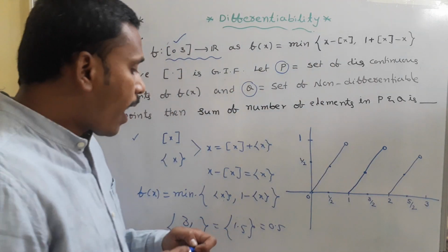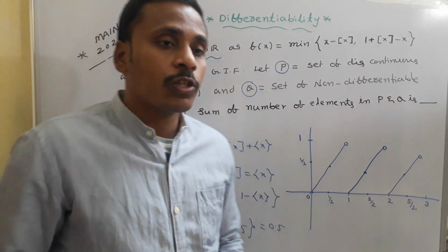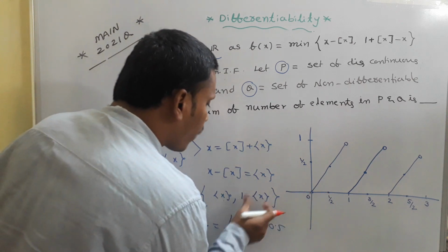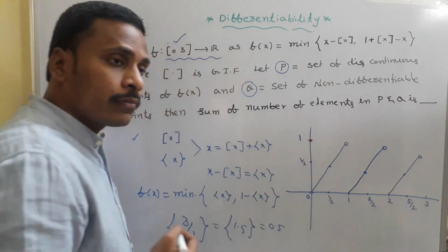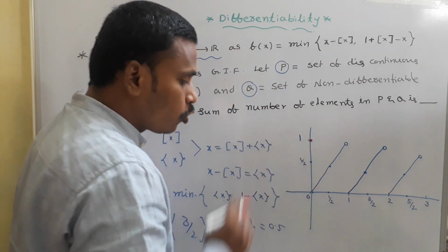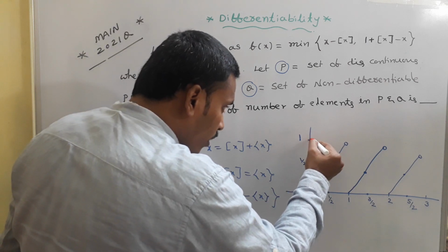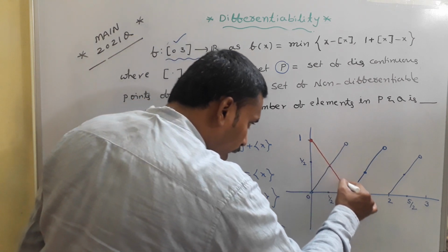And now I am going to sketch the graph of 1 minus fractional part of x. For that I am going to use this red marker, okay? 1 minus fractional part of x. At 0, the value is 1. At 1, the value is not exactly 1, it is approaching 1. At 1 by 2, again the value is 1 by 2. See, in between 0 and 1, this 1 minus fractional part of x graph will be like this.